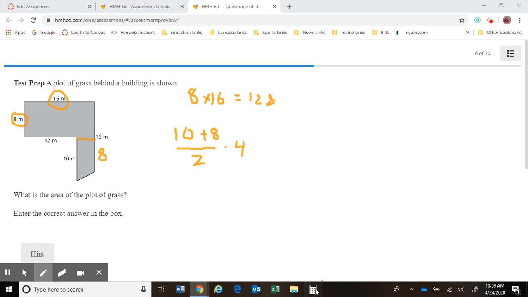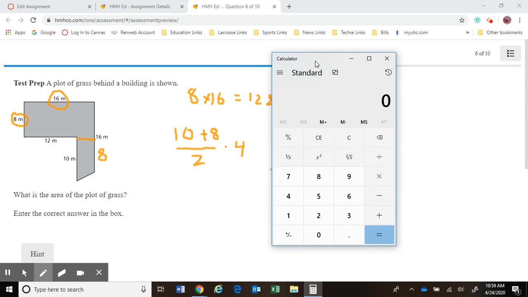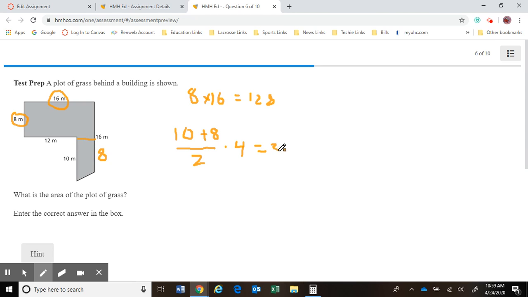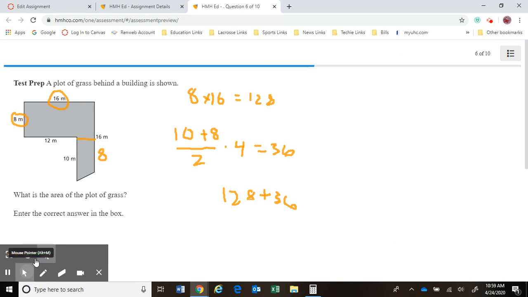10 plus 8 is 18. Divide that by 2 and multiply it times 4. I get 36. So I've got 128 plus 36. Add those together, and I get my answer, which is 164.